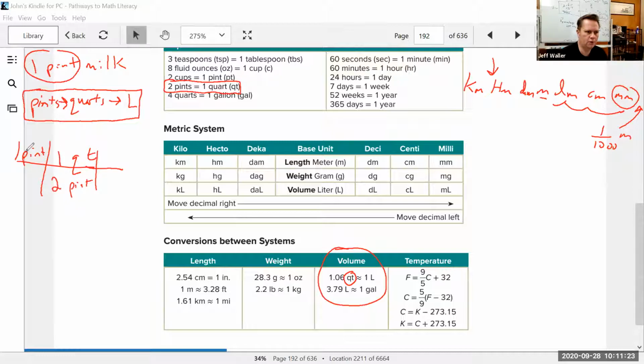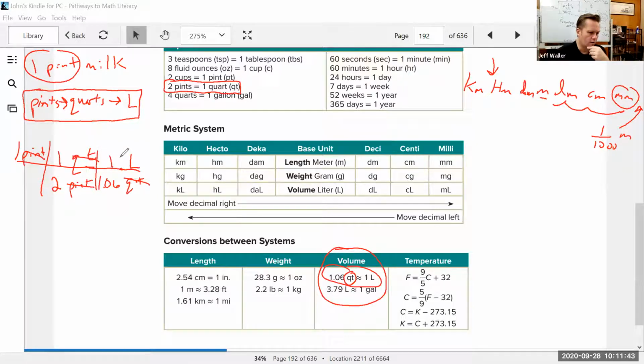So now we're in quarts, aren't we? Pints go away. Where do I want to put quarts so they cancel out? Bottom. Yeah, on the bottom, so they'll cancel out. Now I can go from quarts to liters, and that's where I bring in this conversion: 1.06 quarts is 1 liter.